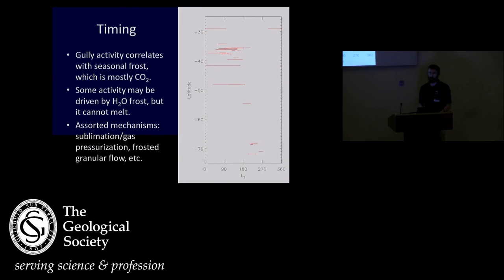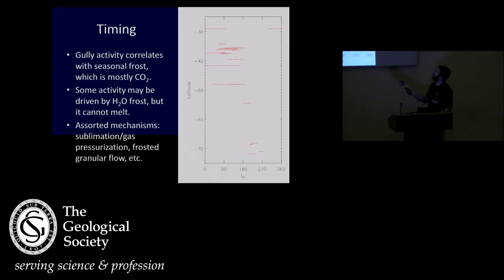Now, the timing of the activity that we see is really important to understanding the processes. And often we have images that are separated by a Mars year or two. We can't really say much about the seasonal timing. But for a number of these events now, we have timing constraints to less than 180 degrees of Ls, more or less half a Mars year, although a degree of Ls isn't a linear unit of time.